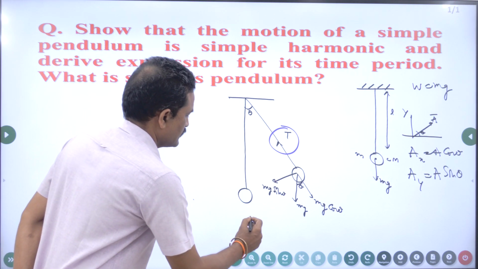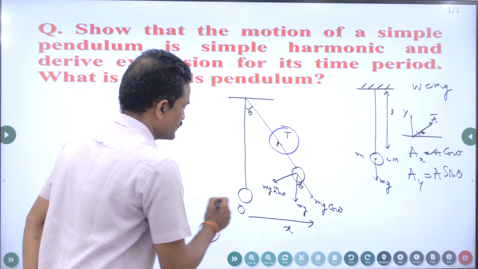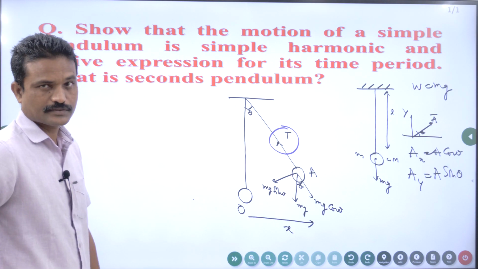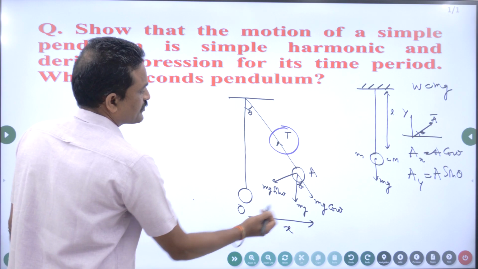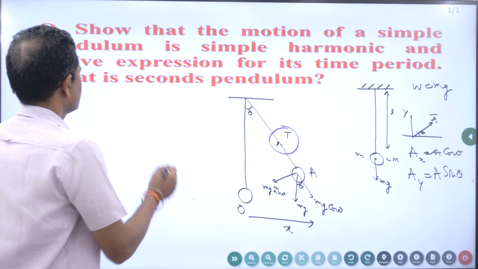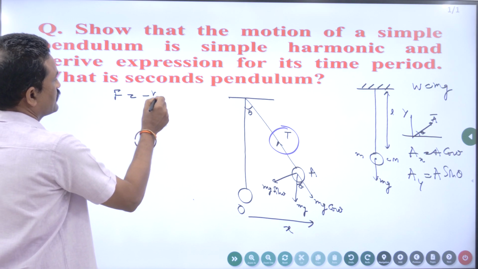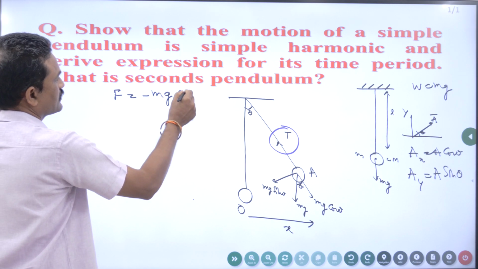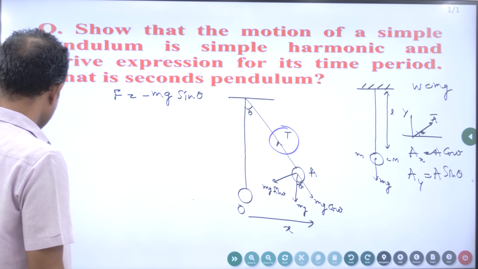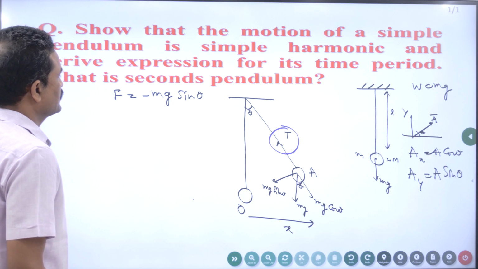Let us say the displacement as x. Let us say this is point O, this is point A. So OA equal to x. So displacement you have to measure it from the origin, and the force is acting toward the center. So I can write F is equal to minus mg sin theta. Is this clear? Right.